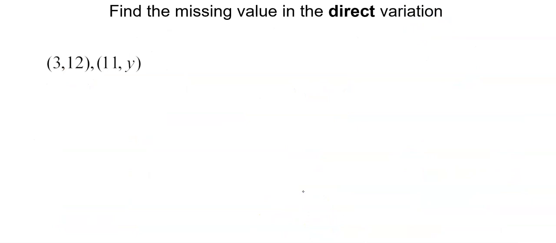And this one is very similar to the problems we've been doing. It's just written a different way. It says it's direct, which means the equation is y equals kx. It gives us x and y here. What should we do with those?